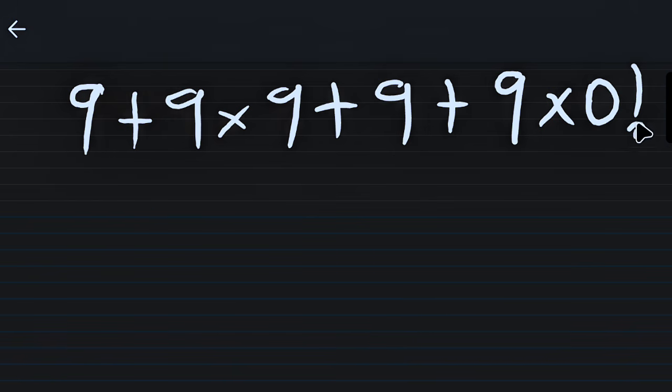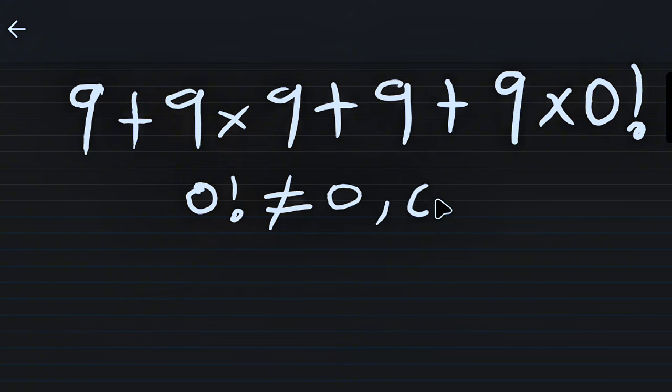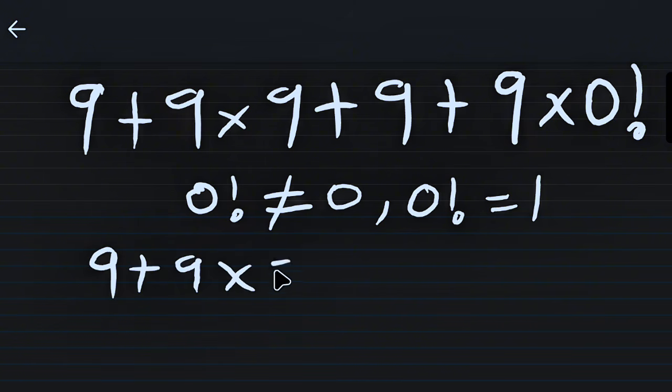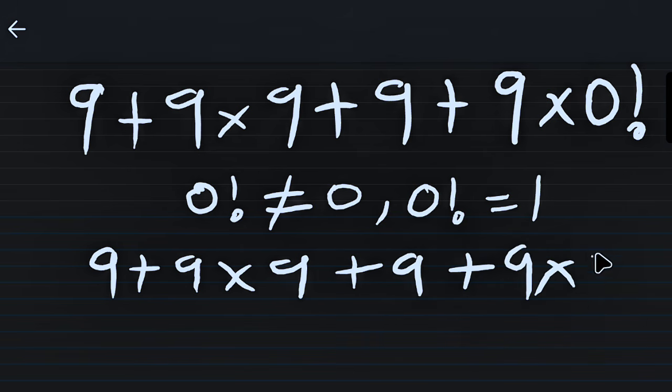But this is totally wrong, because according to the order of operations, before we go into that, I want to explain something. When you have 0 factorial, 0 factorial is not equal to 0, but 0 factorial equals 1. So if this is the case, that means we are going to replace this 0 factorial by 1. So let's rewrite our expression. We have 9 plus 9 multiplied by 9 plus 9 plus 9 multiplied by 1.